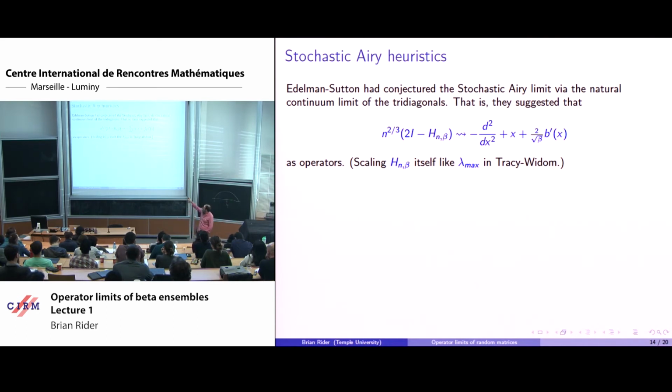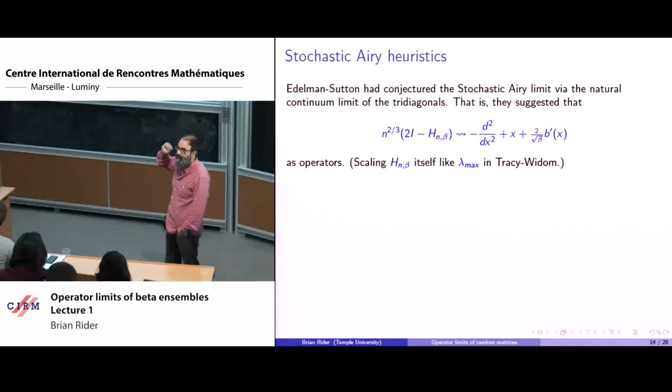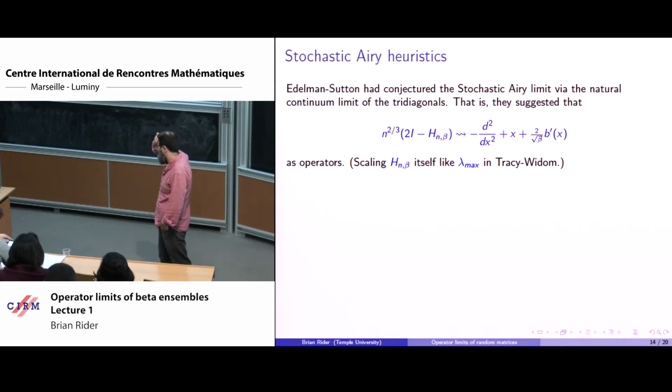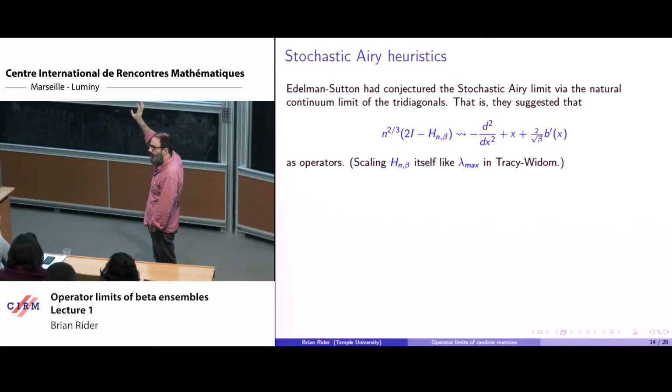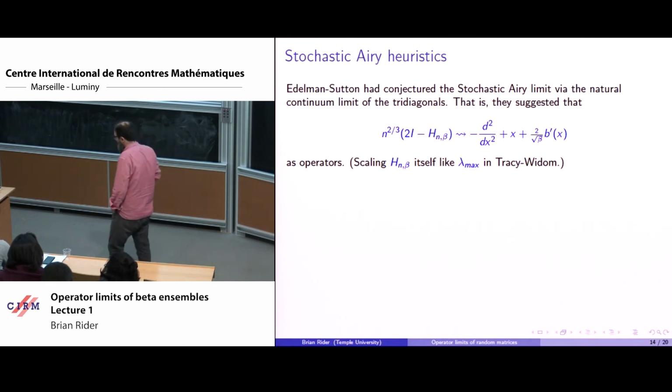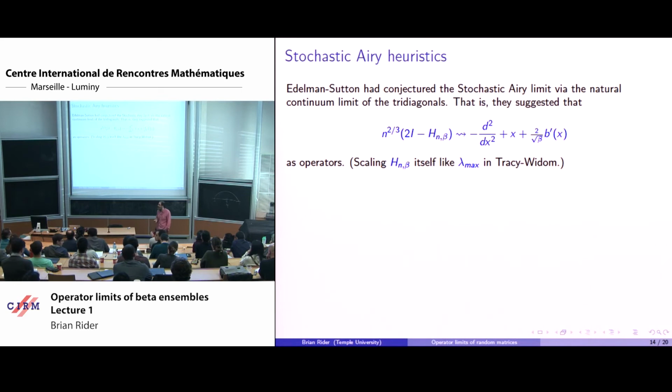So what you want to do, again, H_n^beta, that's our tridiagonal matrix model filled with Gaussians and chi's. And the idea is you're going to scale that whole thing like you would scale lambda max in GUE, right? So you took lambda max, you subtracted it from 2, and then you blew it up by n to the 2/3, right? And there's this sign switch, so you're going to take actually 2 minus lambda max because I want a positive operator in the end. But if you want to scale it at the level of operators, you should take twice the identity minus your tridiagonal matrix, blow the whole thing up by n to the 2/3, and this squiggly line is to indicate conjecture. They suggested this should look like, in the limit, the stochastic Airy operator, as operators, or at least at the level of spectrum.